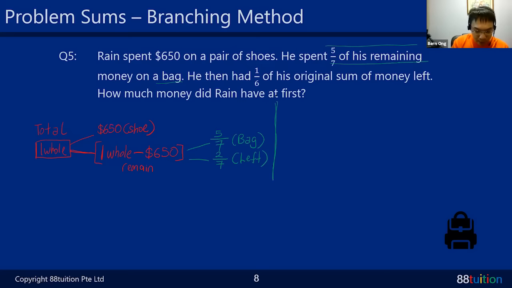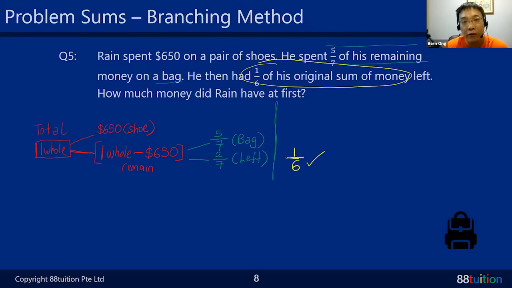And what did the question say? He then had 1/6 of his original sum of money left. This 1/6 is what? This 1/6 is left. Isn't it here? Yeah. Can you see? So now they give you a fraction as the final answer. So now, what do you do?